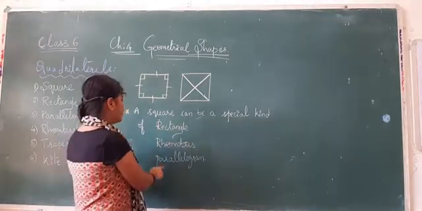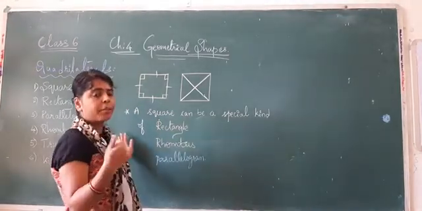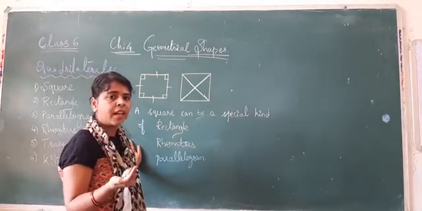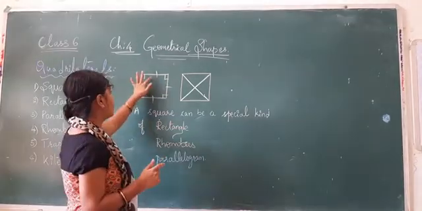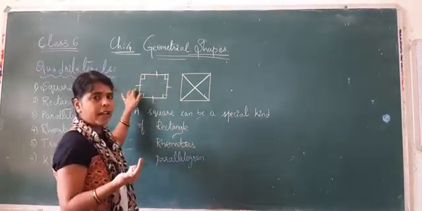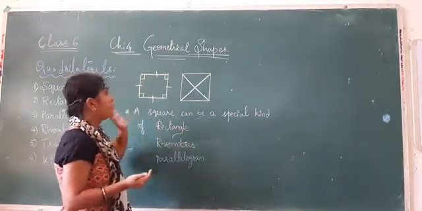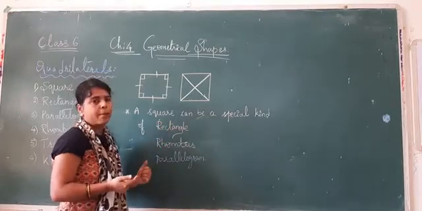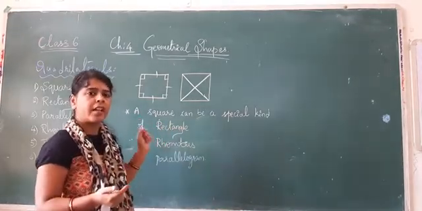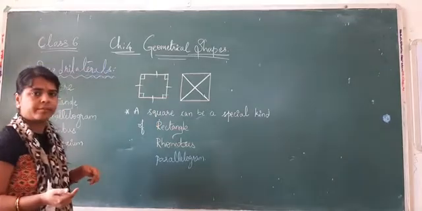Fine. So the last one is about the parallelogram. In a parallelogram, what are you saying? Opposite sides are parallel. Here also opposite sides are parallel, and the angles are at the right angle. So the square is also a special kind of a parallelogram. In this way we are seeing the characteristics. Now we will go for the next one.